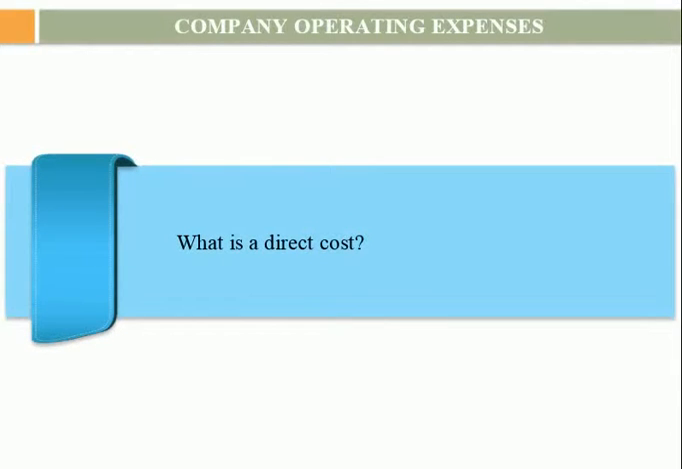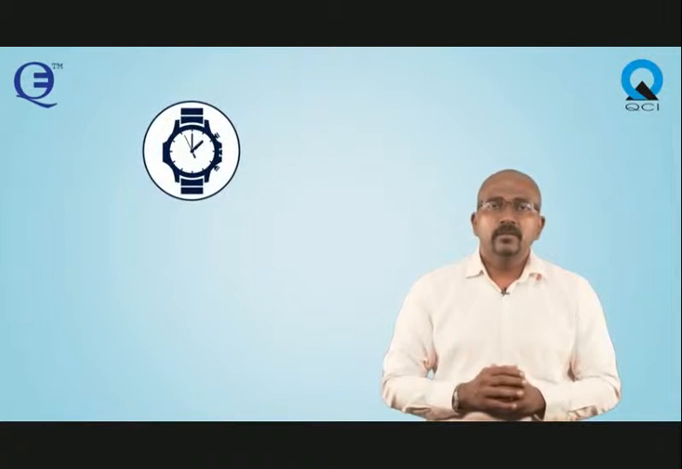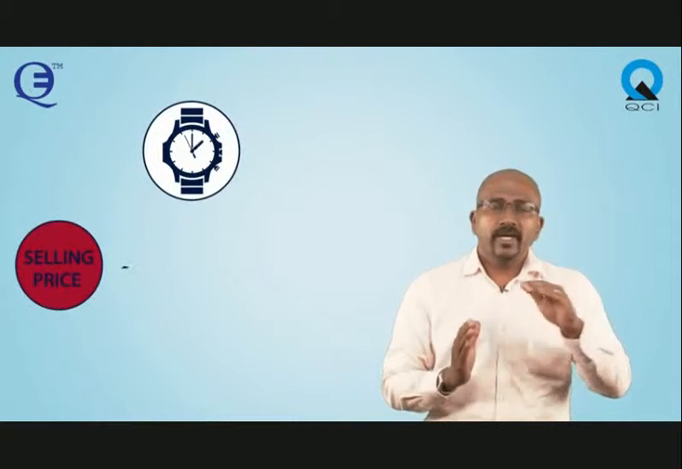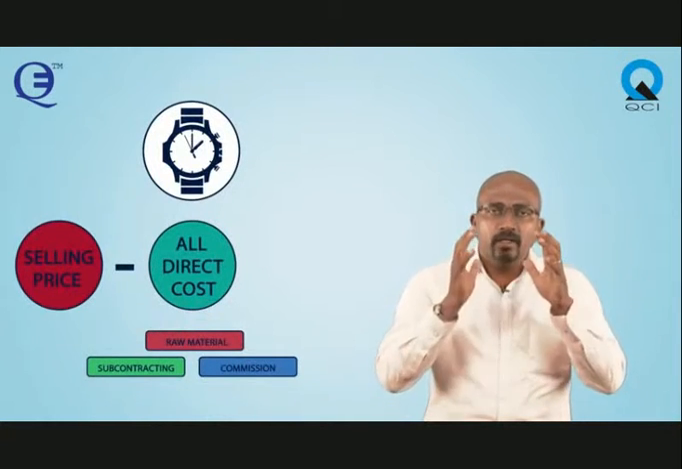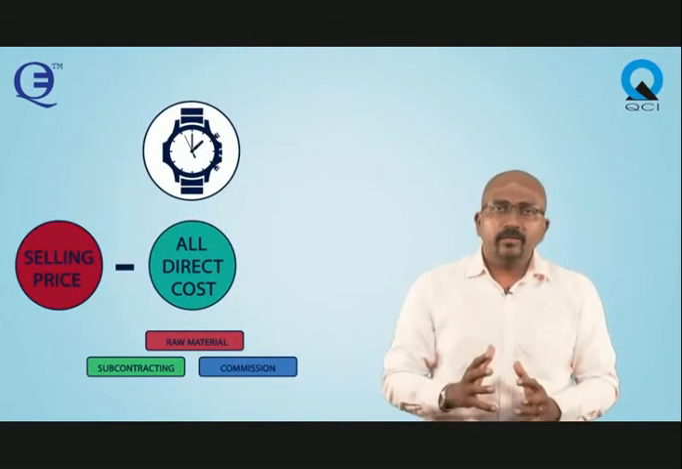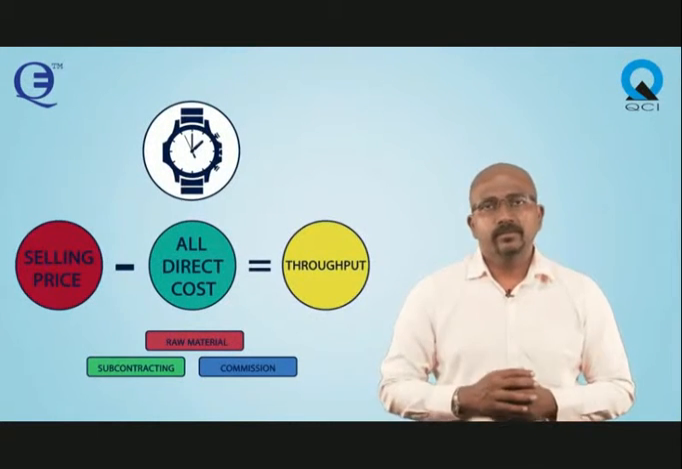What is the direct cost? Direct costs are those costs which go down when you make one product less, or they go up when you make one product more. Please don't assign overheads etc. to this. Just take the product, take the selling price, minus all direct costs, raw materials, subcontracting, commission, etc. All the money that remains within your company then is throughput.